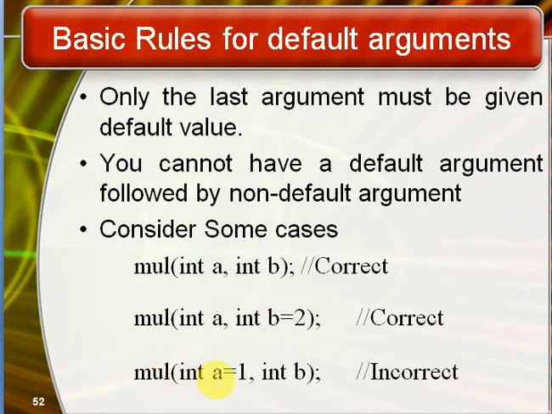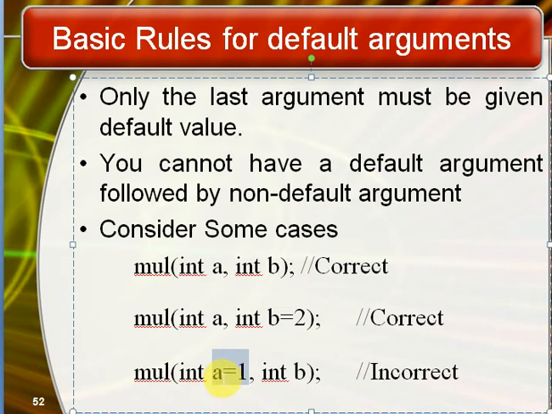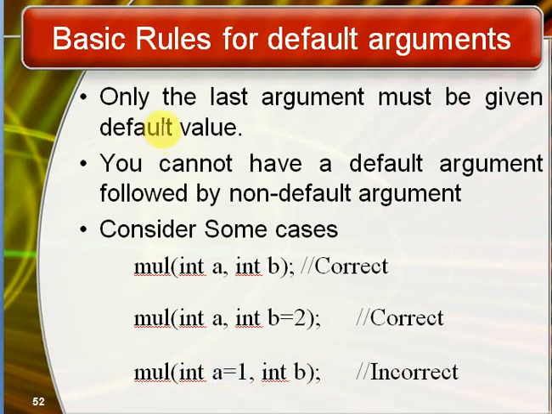Similarly, mul with int a is equal to 1, int b. So it's incorrect. The reason is, if the starting or earlier value is using a default argument, then later values must use default arguments. The same point is discussed here: only the last arguments must be given default values, and you cannot have a default argument followed by a non-default argument. Okay, b is a non-default argument, that's why it's incorrect.